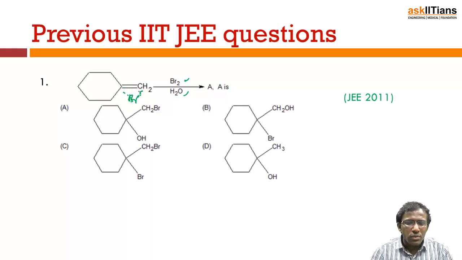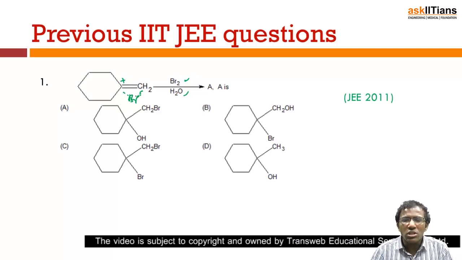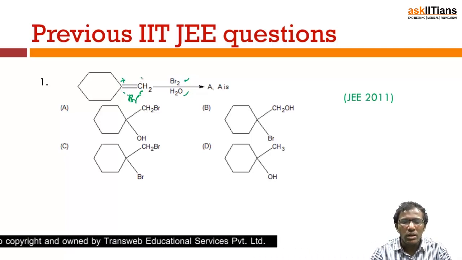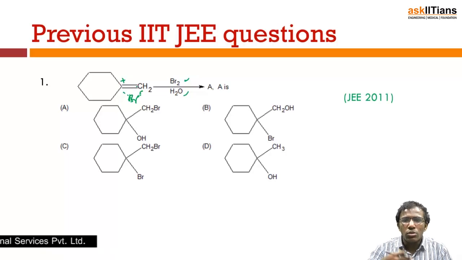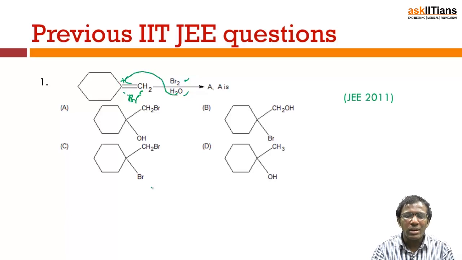If the bromine is attached here, I'll get a carbocation here, which is a tertiary one. But if bromine is attached here, I'll get a carbocation over here, which is primary. Always the tertiary is more stable. So that's why the bromine will be added to this terminal carbon, and I'll get a carbocation positive charge on this carbon. The water is a nucleophile, so it will come and attack this position. So the answer will be A.